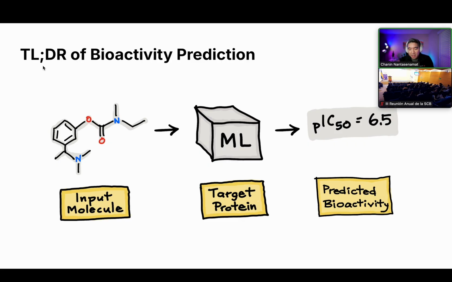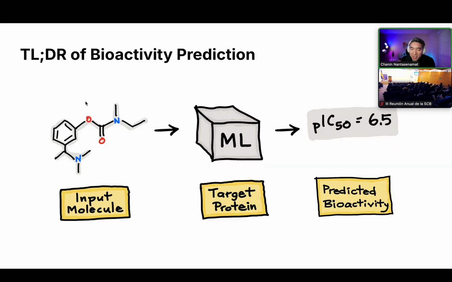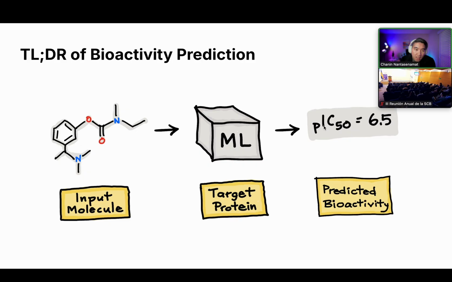So if I could summarize the TLDR of what I've been doing for the past 19 years, it could be summarized into this cartoon illustration where essentially you draw an input molecule, right? You provide an input molecule where you have no idea of its biological activity, and then you put it into a machine learning model, and the model will make a prediction on the likelihood of it having a predicted bioactivity of, for example, a log pIC50 of 6.5. So that's the essence of what I've been doing.